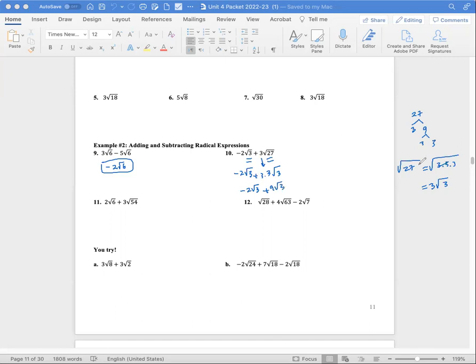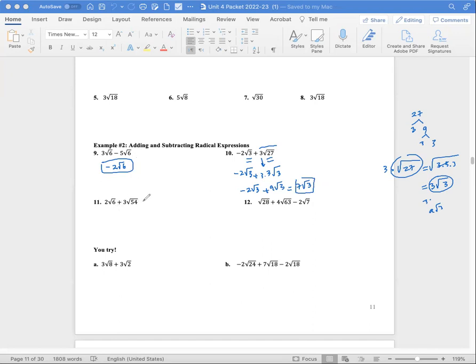Again, remember this was the 27, which is the 3 root 3, but we had 3 times root 27. That's what that is. So it's technically 3 times that, which is 9 root 3. Okay, so it's negative 2 root 3 plus 9 root 3, and that's 7 root 3. So just be careful with these radicals.